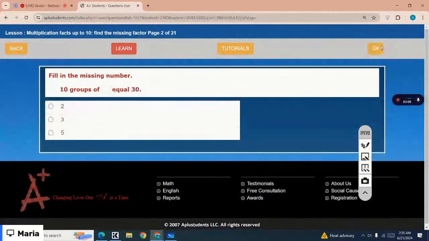Fill in the missing number. 10 groups of dash equal 30. Which is the correct option? Yes, 10 times 3 is 30. That means 10 groups of 3 equals 30. The correct option is 3.